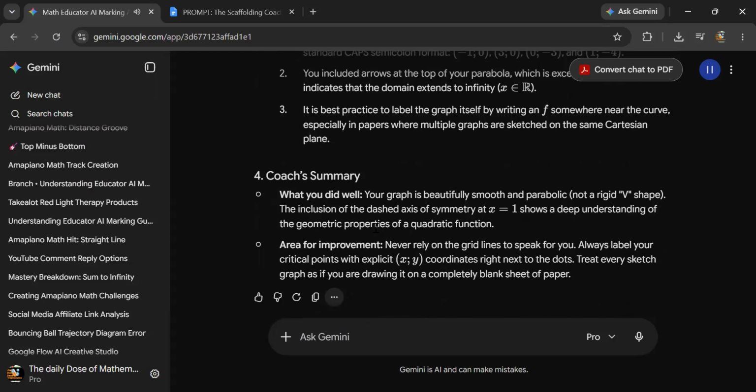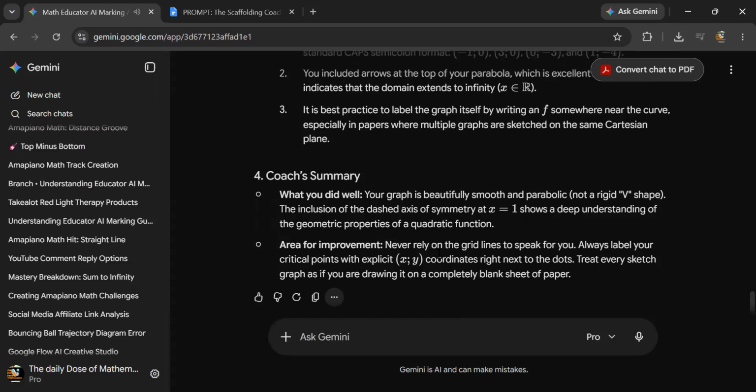4. Coach's summary. What you did well: your graph is beautifully smooth and parabolic, not a rigid V shape. The inclusion of the dashed axis of symmetry at x equals 1 shows a deep understanding of the geometric properties of a quadratic function. Area for improvement: never rely on the grid lines to speak for you. Always label your critical points with explicit x, y coordinates right next to the dots. Treat every sketch graph as if you were drawing it on a completely blank sheet of paper.